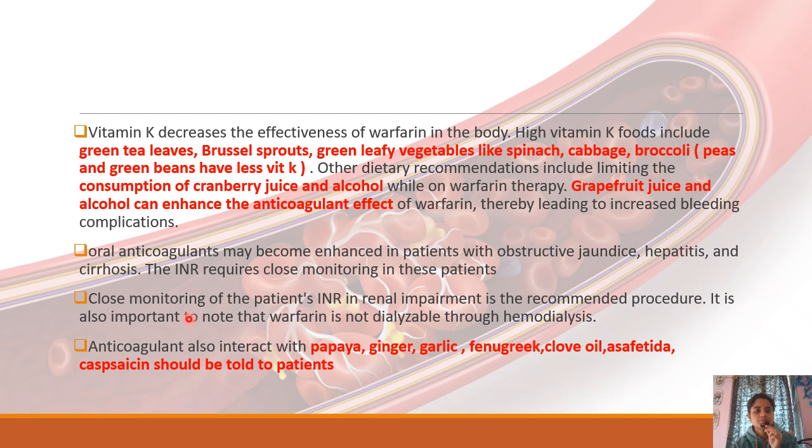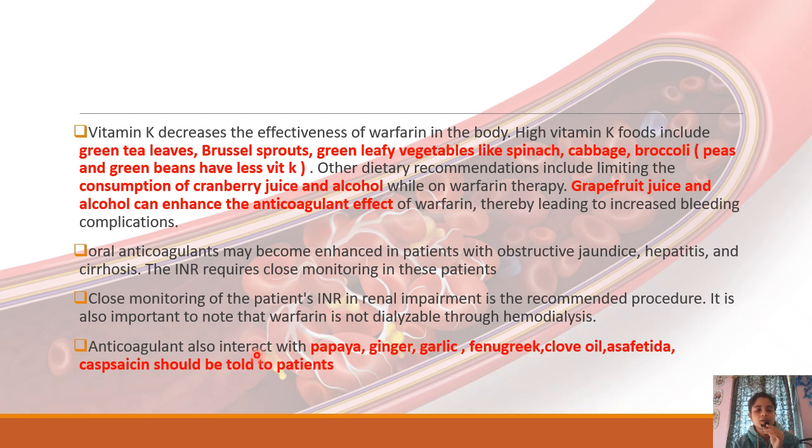Close monitoring of patients' INR in renal impairment is also a recommended procedure, because as I've told, warfarin and heparin get excreted through the kidneys. Maximum part gets excreted through the kidneys. It is also important to note that warfarin is not dialyzable through hemodialysis. It can't be removed because it is protein bound, and protein can't pass through the dialysate membrane. So you should check the INR levels of both liver disease patients as well as renal impairment patients.